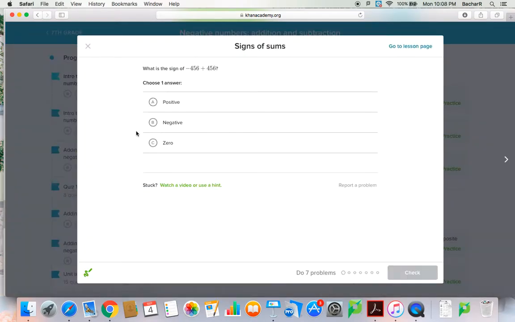It's going to pop up here. Let's see, what is the sign of negative 456 plus 456? Is it a positive, negative, or 0? Let's see if I get this wrong. Let's say it's a negative. It says give it another try. So let's see if we get help.